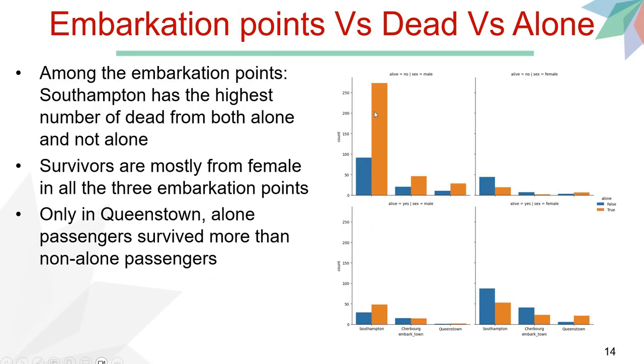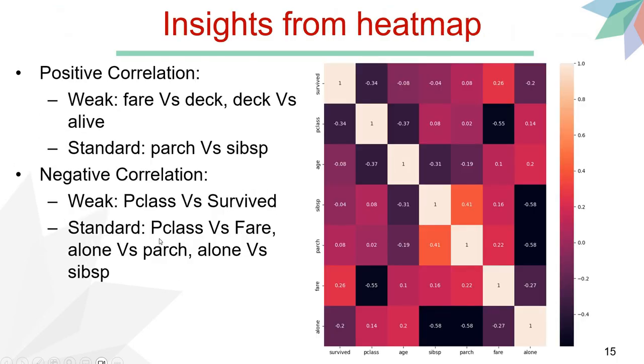Embarkation points. There are 3 embarkation points we have seen. Southampton has the highest number of people who embarked, and it also has the highest number of dead among those who traveled alone and those who traveled not alone. And survivors are mostly female, from all 3 embarkation points. So you can compare the color here. You can see the sex is male, female and so on. So this is the male part. This is the female one. This is for female. This is for the male. And only in Queenstown, you can see alone passengers survived more than the non-alone passengers.